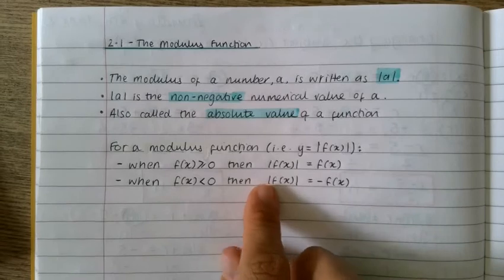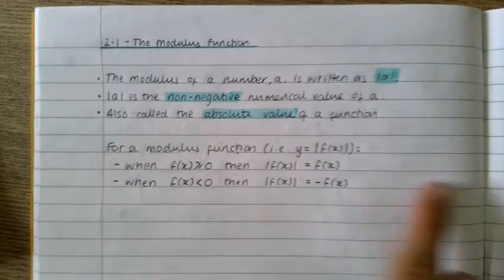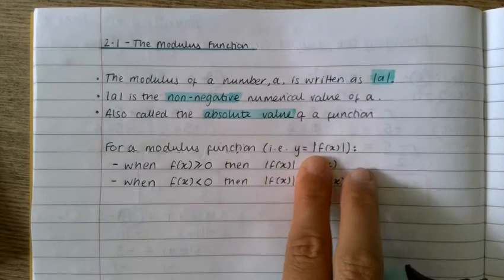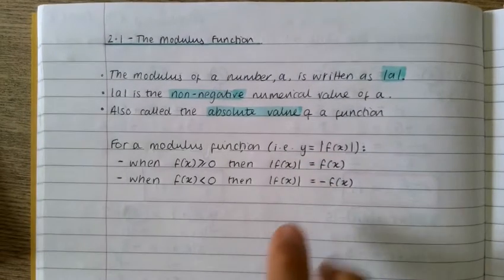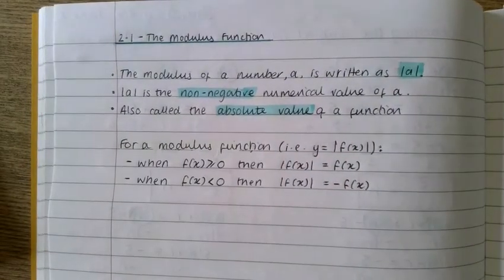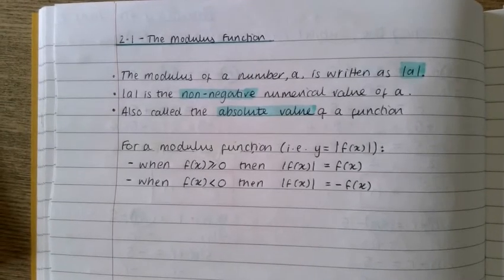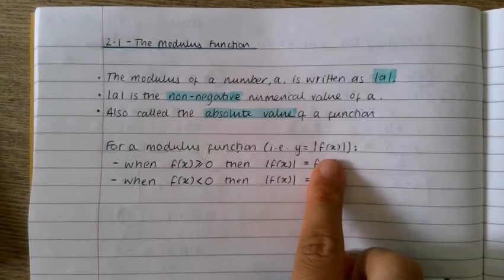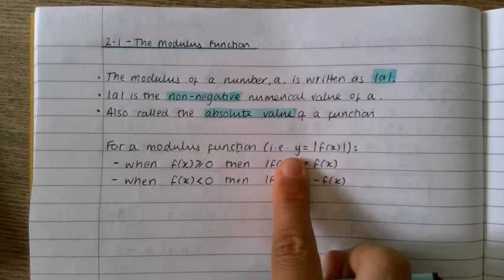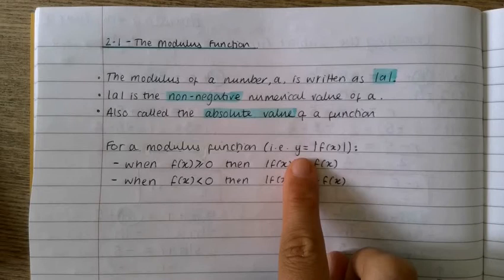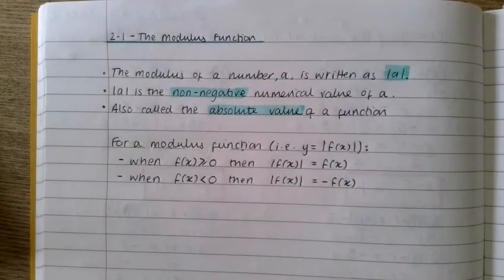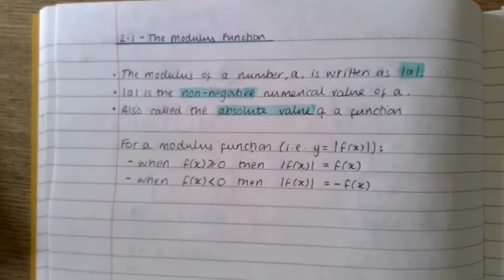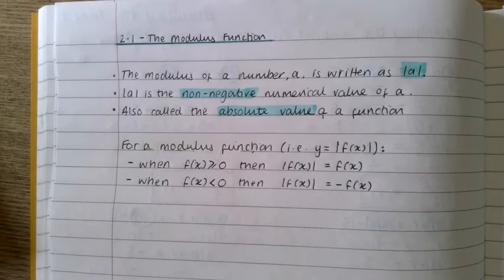Next, a modulus function would be written like this, y equals the modulus of f of x. And remember, f of x is just a function of x. It could be x squared, it could be 2x plus 3, it could be x squared plus 2x plus 3. It's just a function of x. But if we have a modulus function, then the values of the modulus of f of x are not quite the same as when we're not working with the modulus function, obviously.